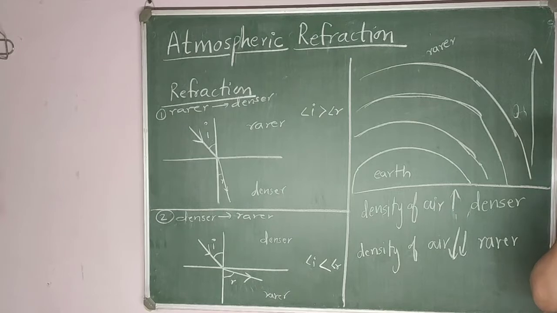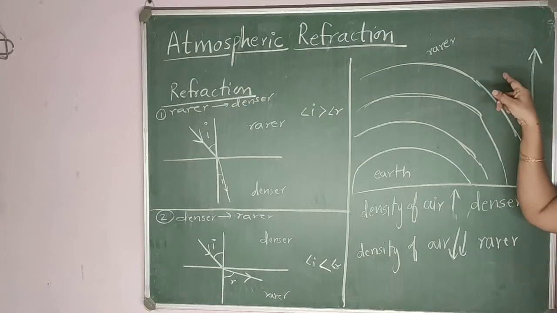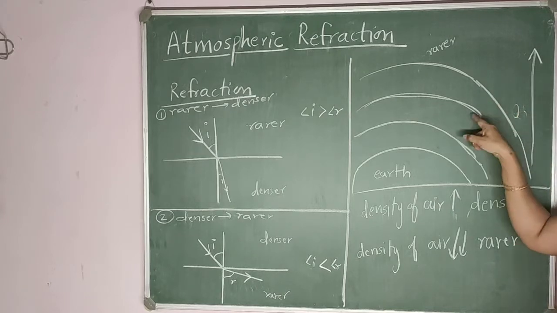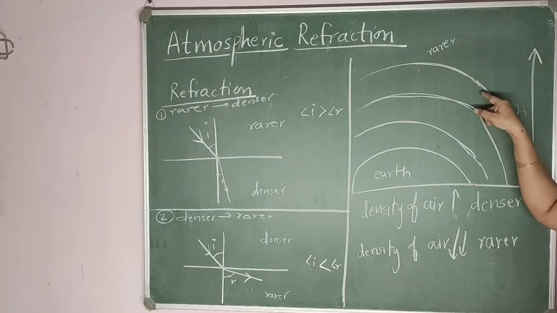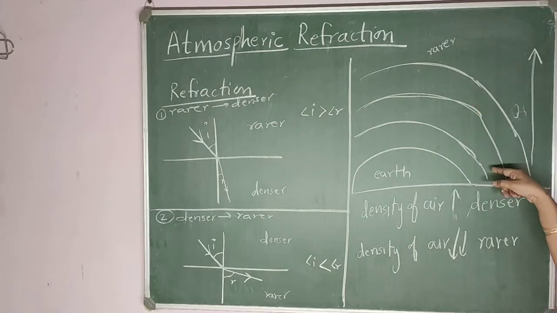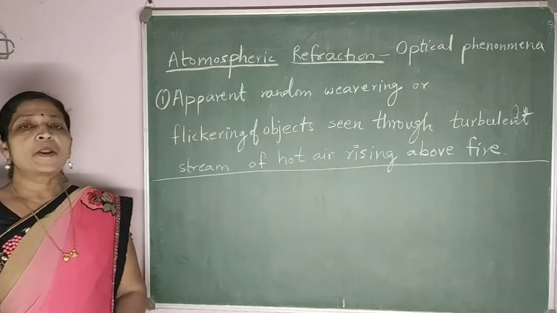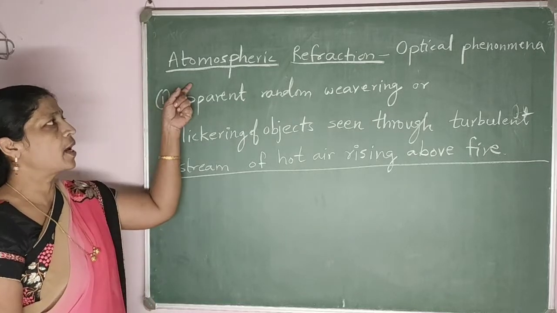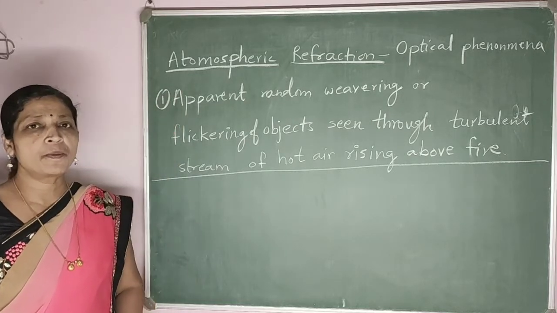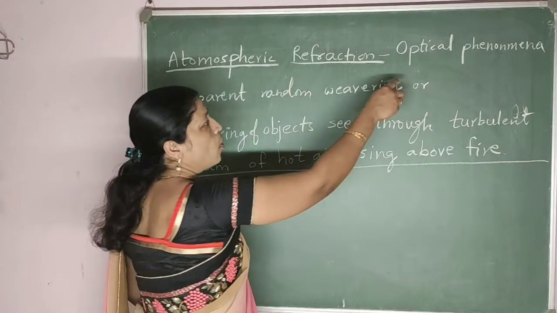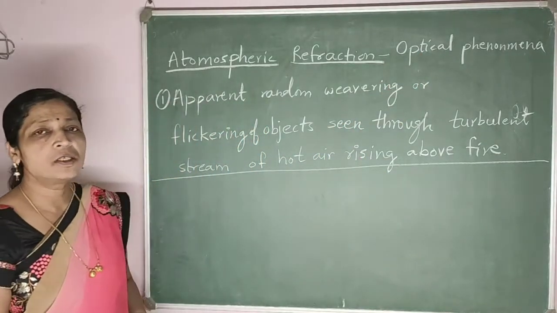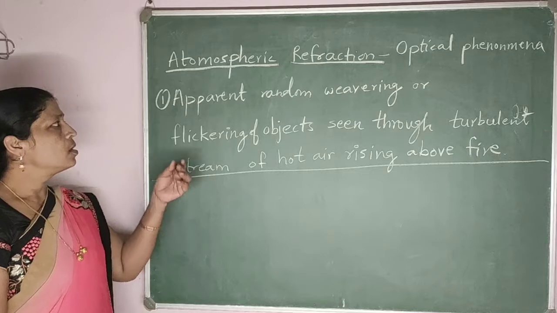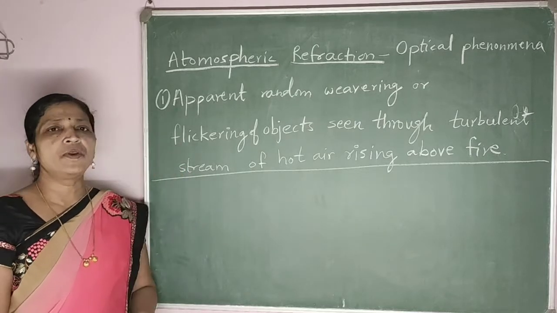What is atmospheric refraction? When the light goes through different layers of the atmosphere, due to different density of air, it bends, and this bending of light is known as atmospheric refraction. The refraction of light which occurs in the atmosphere is known as atmospheric refraction. Due to this atmospheric refraction, we observe some optical phenomena. So let us discuss the first optical phenomenon, which is called apparent random wavering.